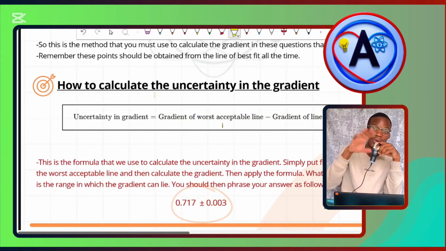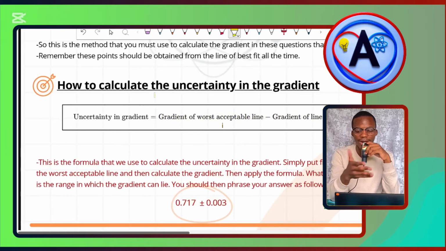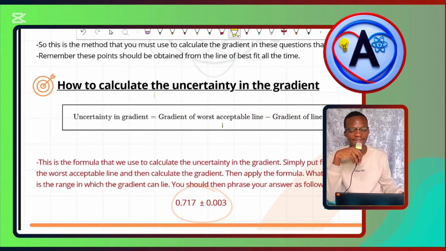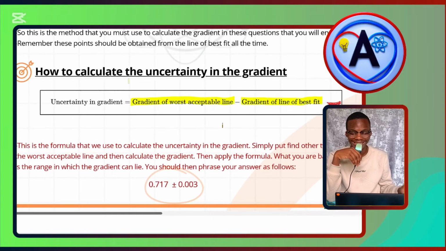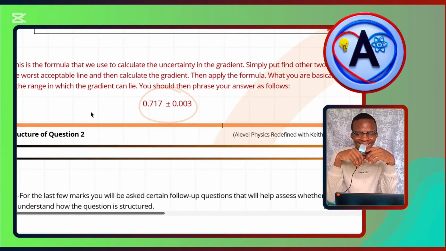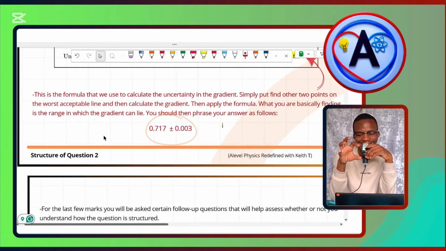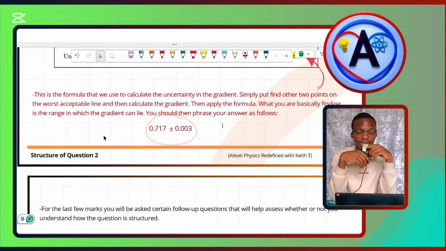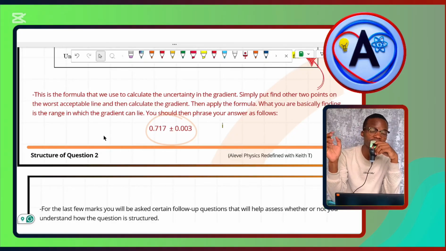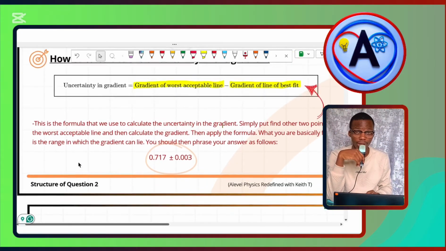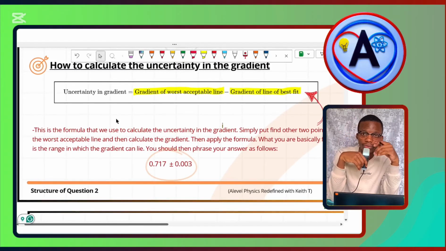Write this stuff down. So uncertainty in gradient is going to be the gradient of the worst acceptable line, subtract the gradient of the line of best fit. Okay, so what am I doing here? Essentially, this is the formula that we use to calculate the uncertainty in the gradient itself. Simply put, go to your line of worst fit. We talked about this in the last video. Go and check that out if you've forgotten how to calculate it. But you're getting the gradient of the worst acceptable line.